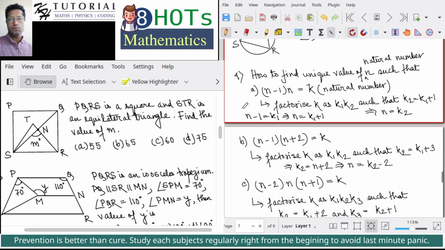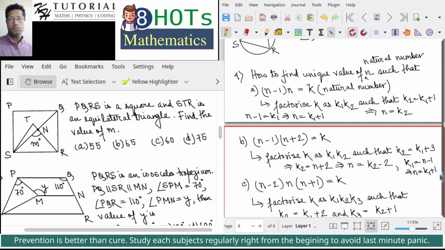Also I can say that k1 will be equal to n minus 1. So this will imply n is equal to k1 plus 1. So n you can find either from k1 as k1 plus 1, or you can find n from k2 as k2 minus 2.